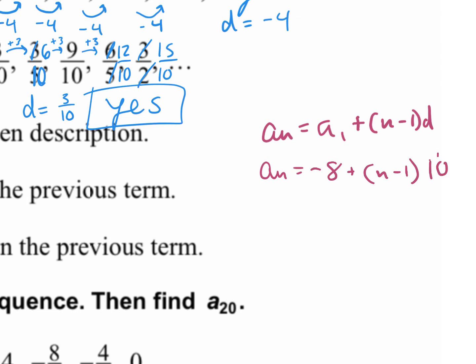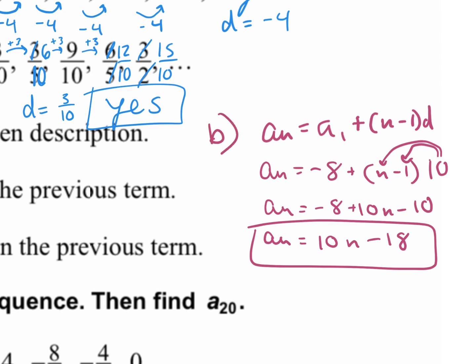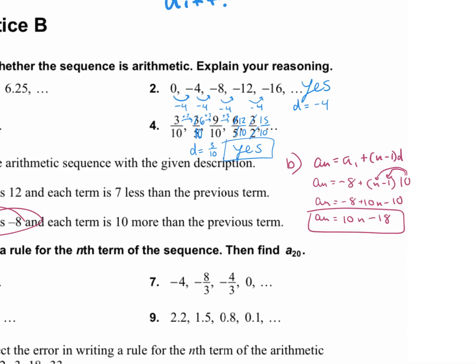So we just want to simplify this, make it look a little bit prettier. We have a sub n is equal to negative 8 plus 10n minus 10. Can we combine any like terms? Yep, negative 8 and negative 10 would give us negative 18. So this is our rule. And that's all it asks for here. It's just the rule. This is B for number 5. Any questions on that one?